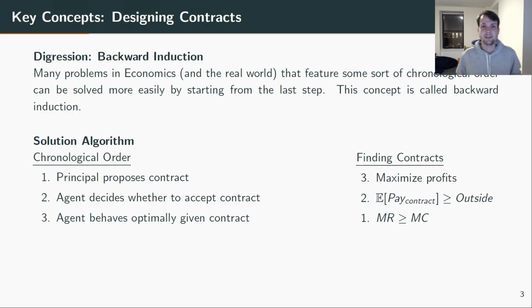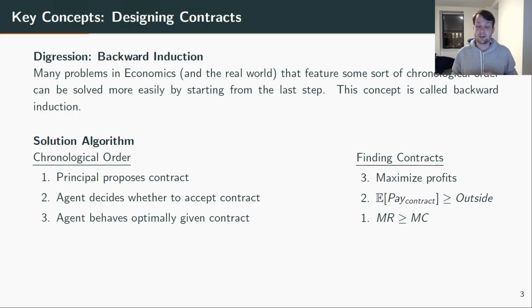We're going to say, let's suppose we already have the contract, and we're not going to specify it any further, we're just going to derive it as we go. We're going to ask, what do we want the agent to do? If we want the agent to work hard, we have to make sure that the marginal revenue of working hard is greater than the marginal cost of working hard. That gives us one part of the contract that we can figure out.